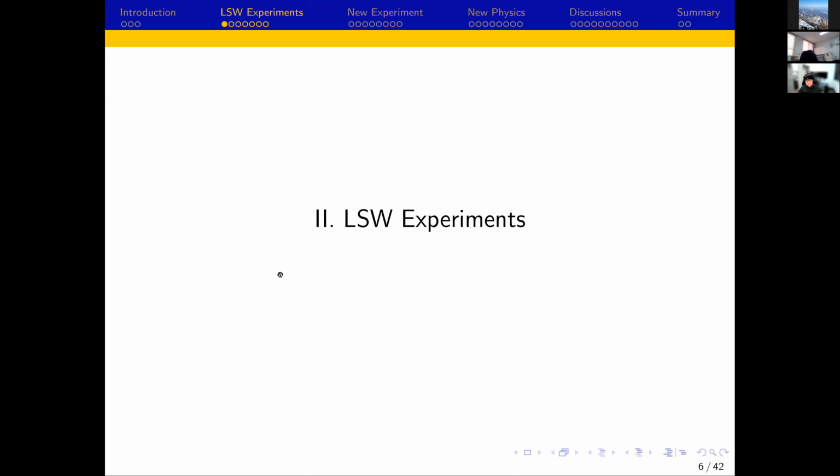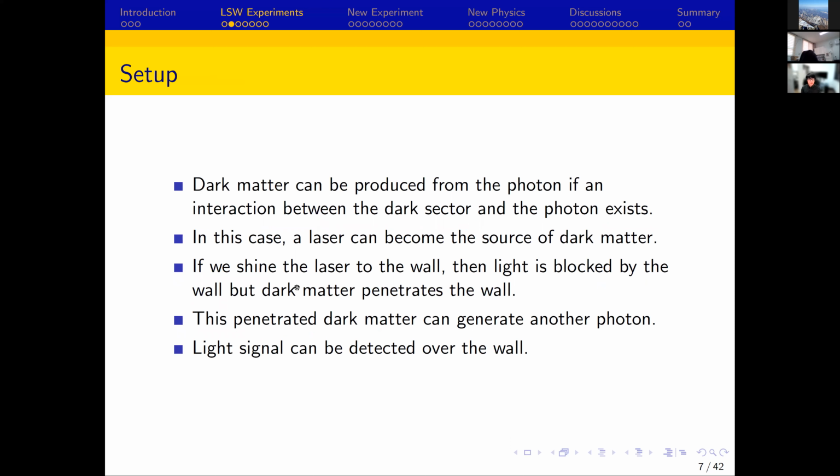Okay. The interaction between dark matter and photon makes it possible that dark matter can be produced from a photon. In this case, a laser, or easily speaking, a high-power photon generator, can become the source of the dark matter. If you shine the laser at the wall, then the light or photon is blocked by the wall, but dark matter produced by this photon can penetrate the wall. This penetrated dark matter can generate another photon over the wall, so a light signal can be detected over the wall. I will explain it with this figure.